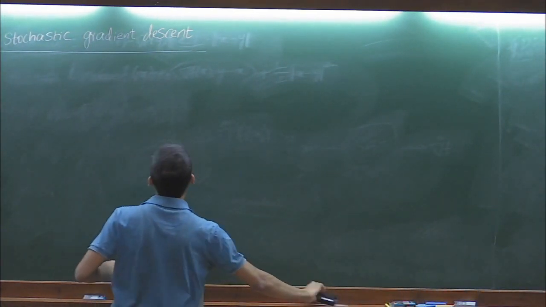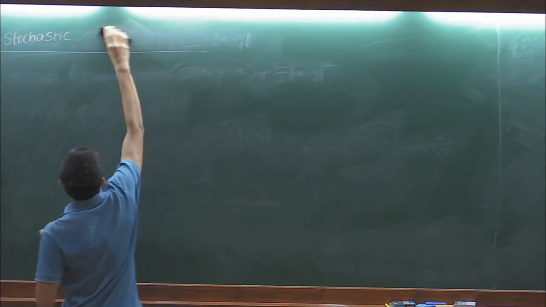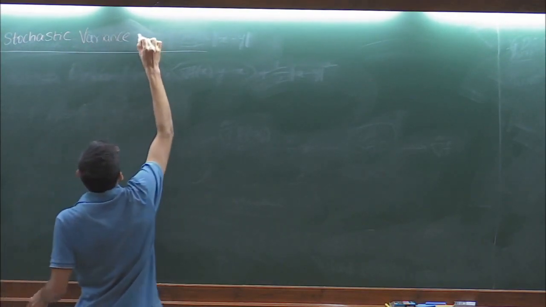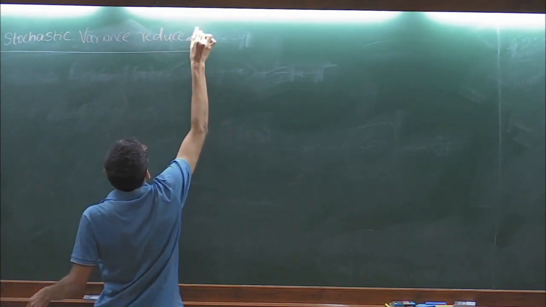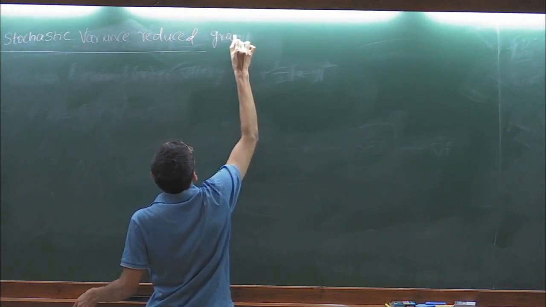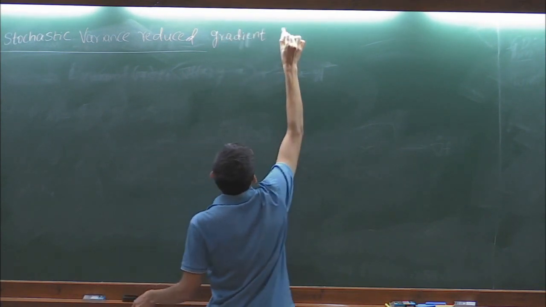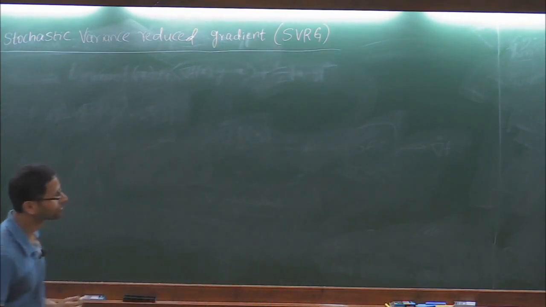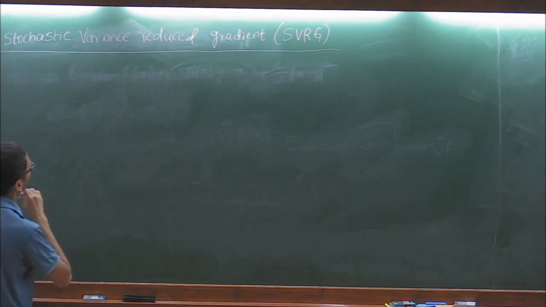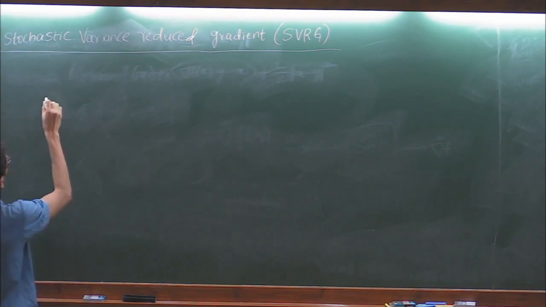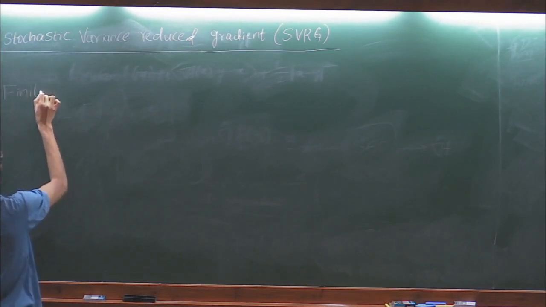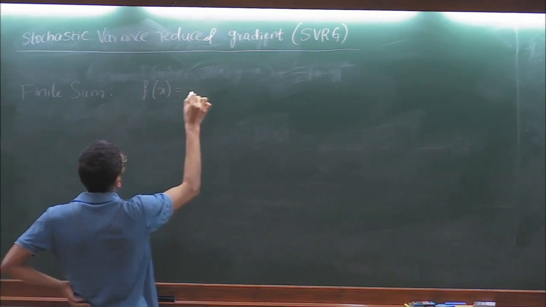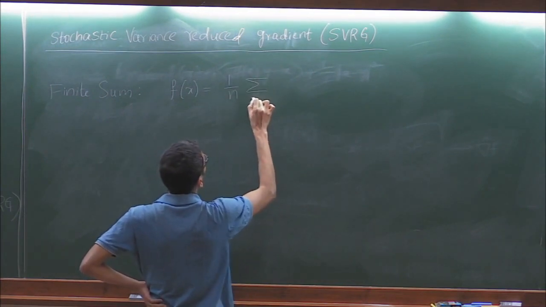Okay, so let me now talk about stochastic variance reduced gradient. The motivation for considering this algorithm comes from what is known as the finite sum setting, where my function is given by the sum, or the average, of n different functions.